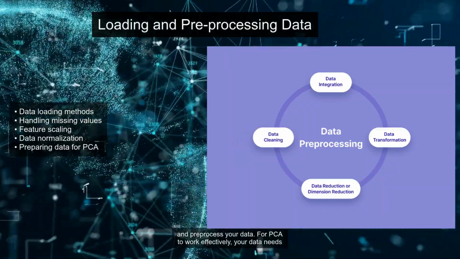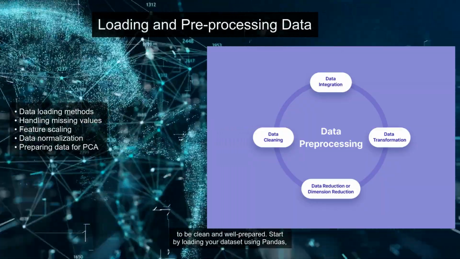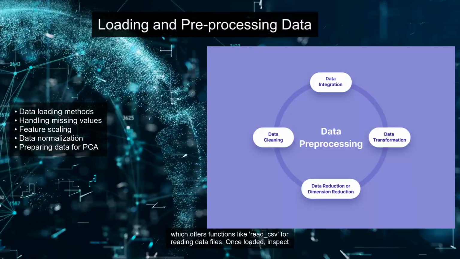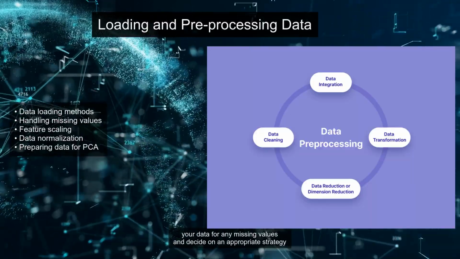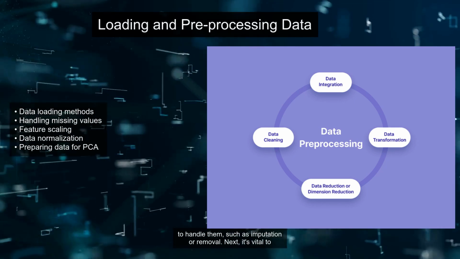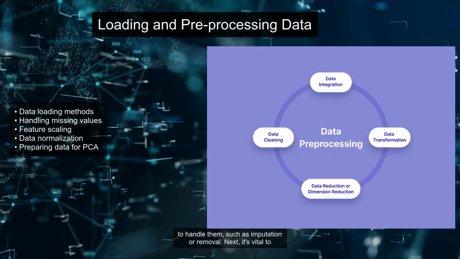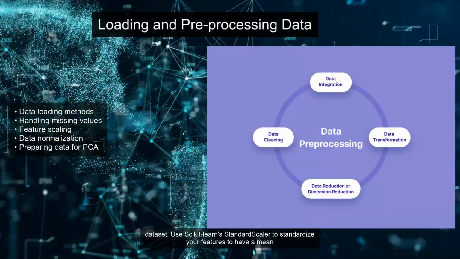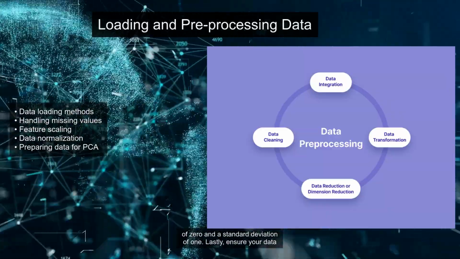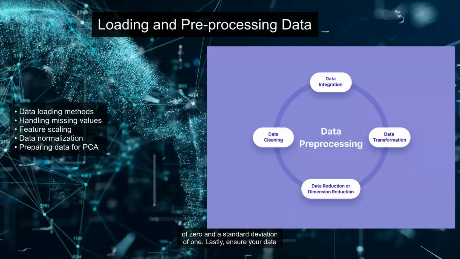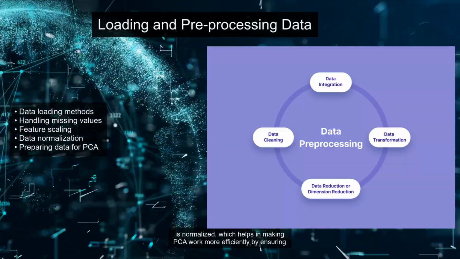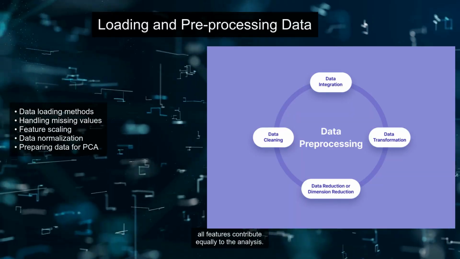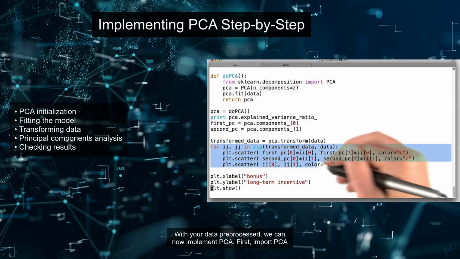Now that your environment is ready, the next step is to load and pre-process your data. For PCA to work effectively, your data needs to be clean and well prepared. Start by loading your dataset using pandas, which offers functions like read_csv for reading data files. Once loaded, inspect your data for any missing values and decide on an appropriate strategy to handle them, such as imputation or removal. Next, it's vital to scale your features, as PCA is sensitive to the variances in your dataset. Use Scikit-learn's StandardScaler to standardize your features to have a mean of 0 and a standard deviation of 1. Lastly, ensure your data is normalized, which helps in making PCA work more efficiently by ensuring all features contribute equally to the analysis.